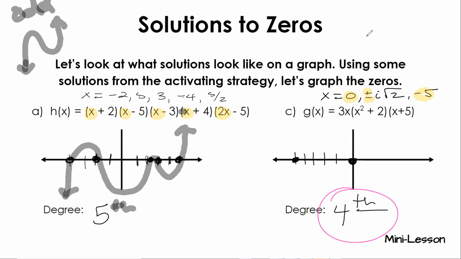Now, this is a 4th degree polynomial. We learned last week that a 4th degree polynomial looks like a W. So our sketch is going to look like that. Now, again, with your sketch, it's not going to be exact. It's just showing me how the end behavior is going.